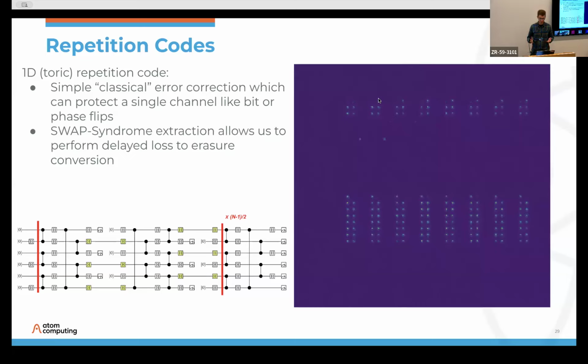The way you can set it up is to correct either bit flips or phase errors. It doesn't do both at the same time. So the point here is really just to exercise all the machinery that we put together, in addition to just being able to run circuits: detecting loss, doing mid-circuit measurement, and doing atom refilling.